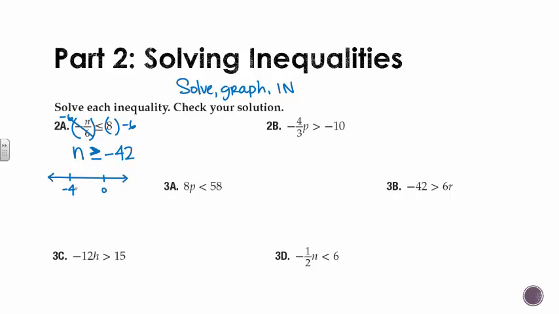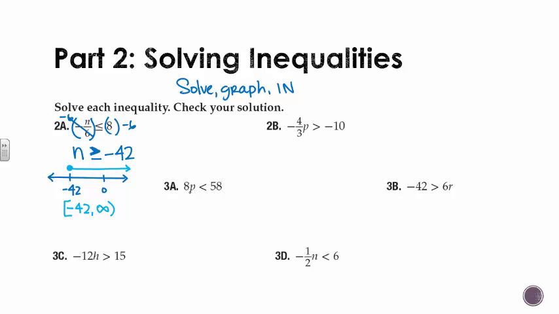So I have negative 42 here. Because it is an equal to, I'm going to close in my circle. And I want all the numbers that are bigger than negative 42. So they're this way. And then in interval notation, I start with negative 42, and I go to positive infinity. Let's try 3a.